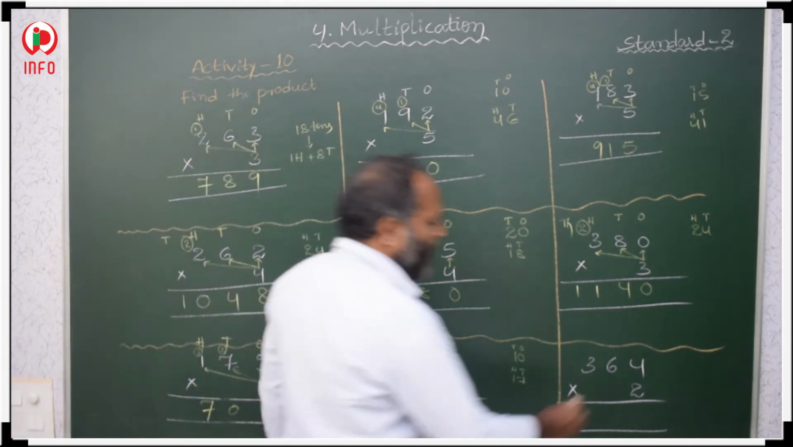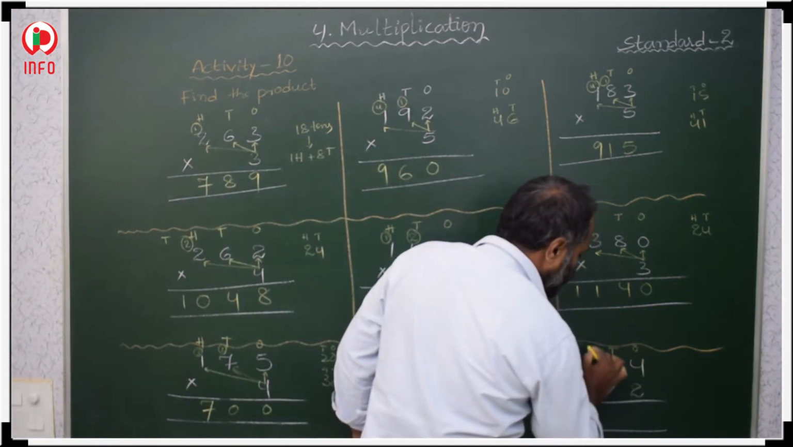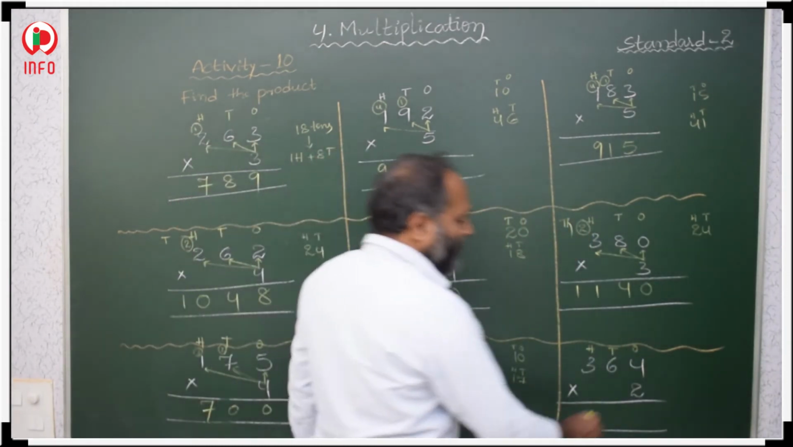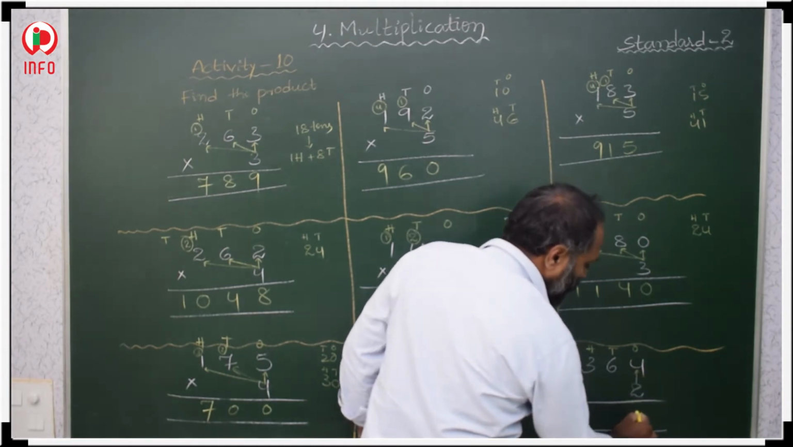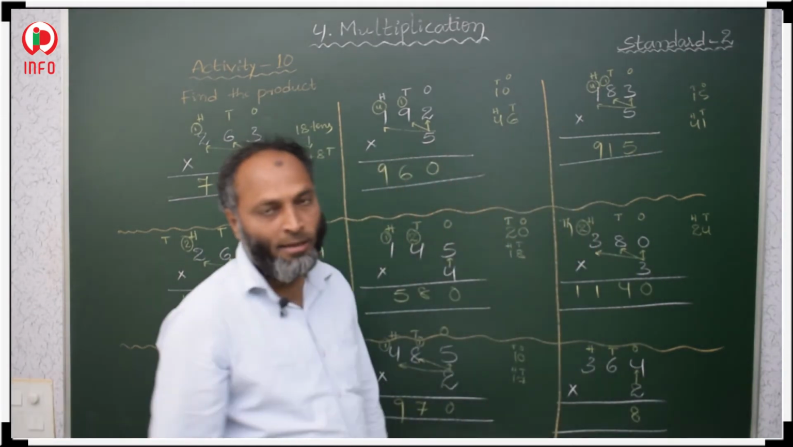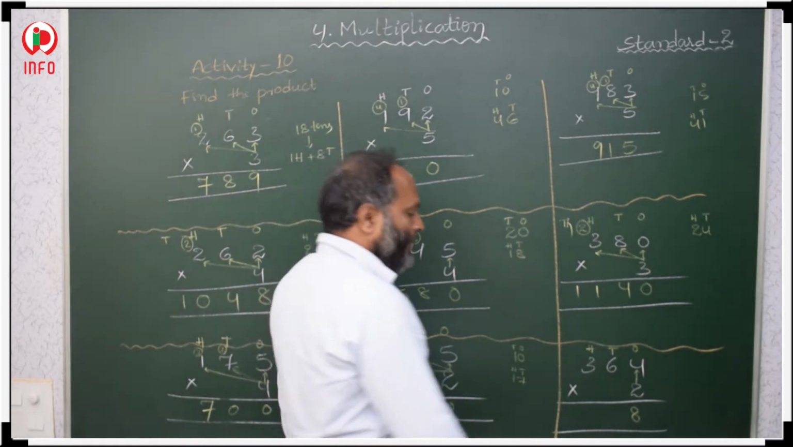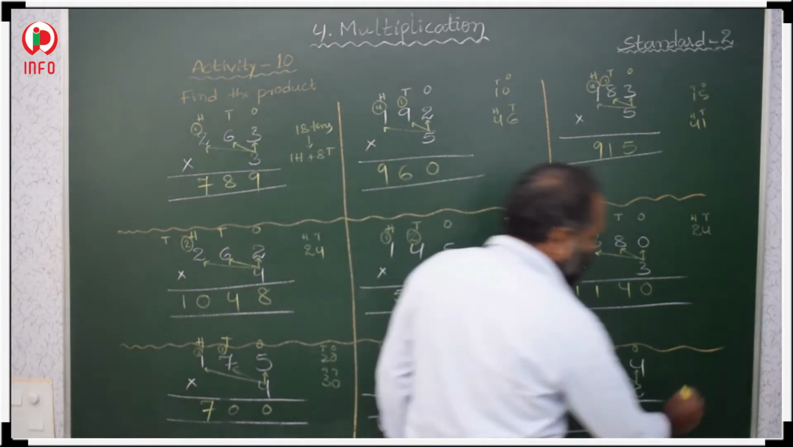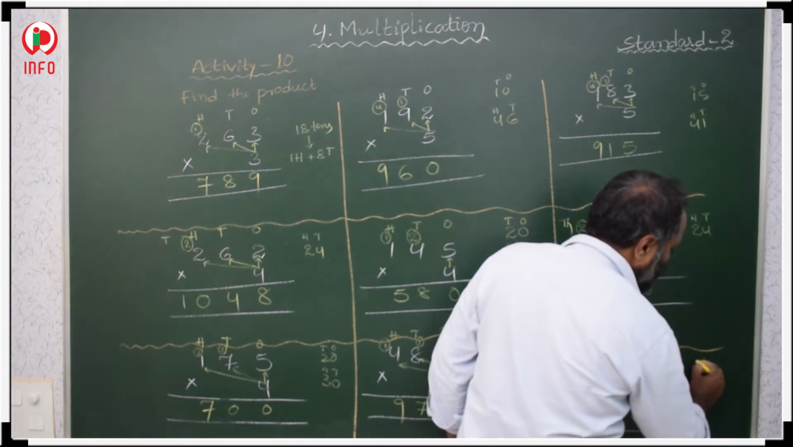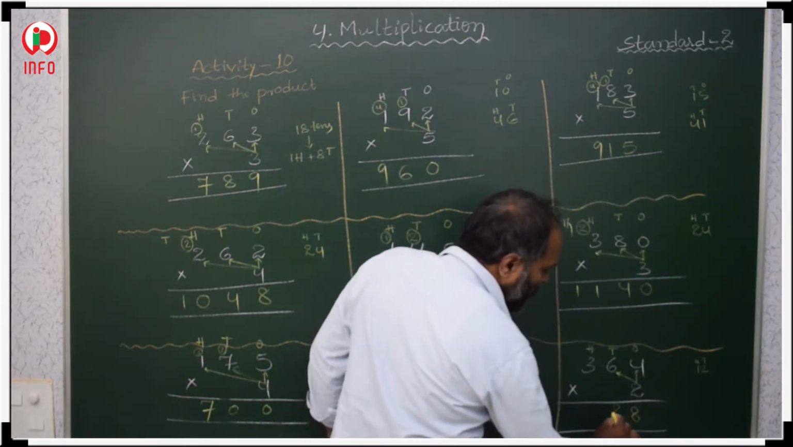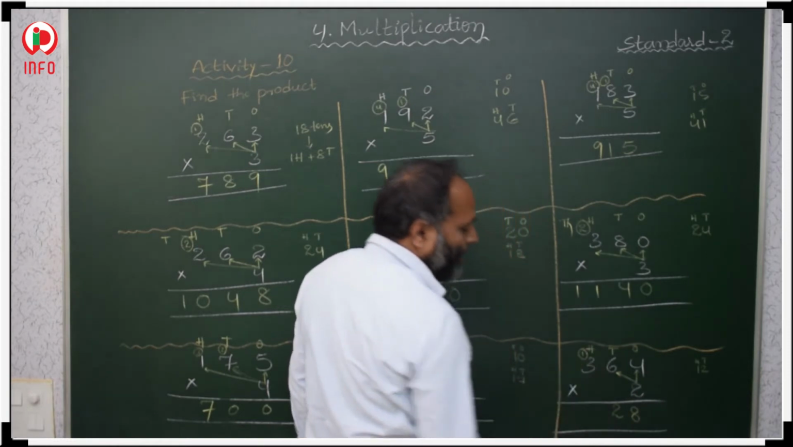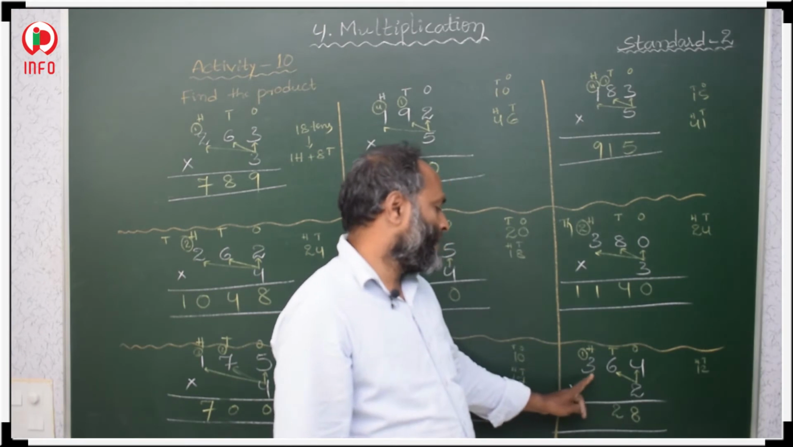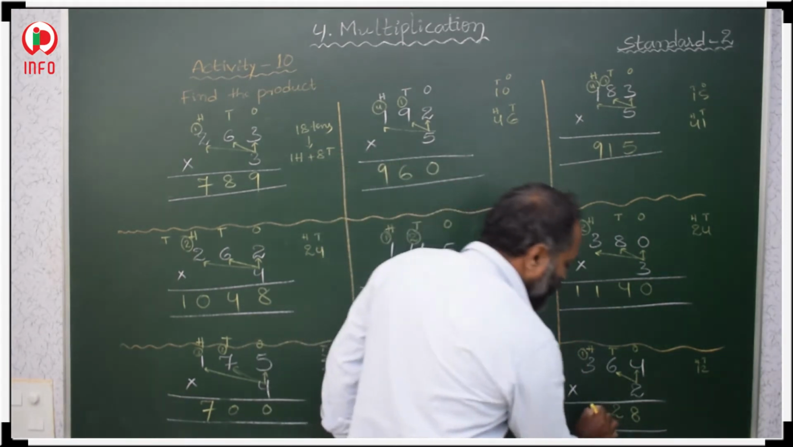Now ones, tens and hundreds. Now we have to multiply 2 with 4, 2 4s are 8, 8 is a single digit number, no need to regroup it. Then 2 6 tens, 2 6s are 12 tens, 12 tens means 2 tens and 100, 2 is in tens place, 1 carry over on hundreds place. Next 2 3s are 6, 6 plus 1, 7, 7 hundreds.